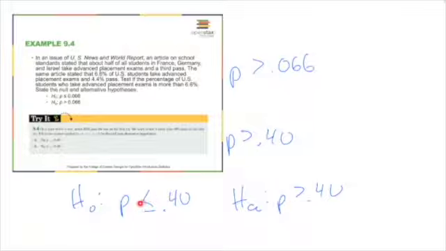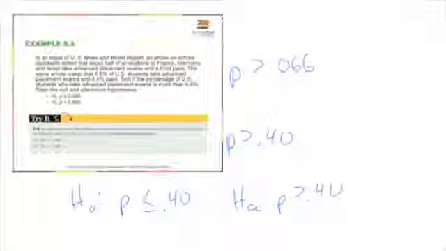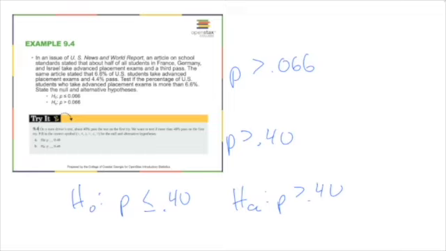Again, your textbook will put equals here. That's still contradictory to greater than. So that's how you set up your null and alternative hypotheses. Your claim does not always have to be the null, just like it doesn't always have to be the alternative.